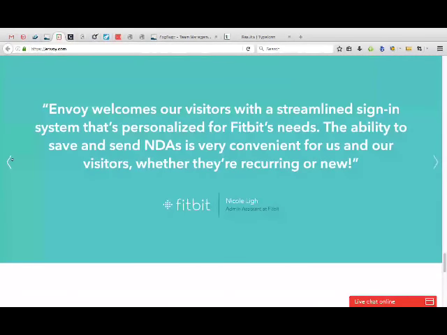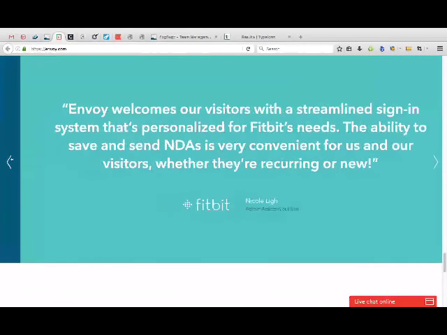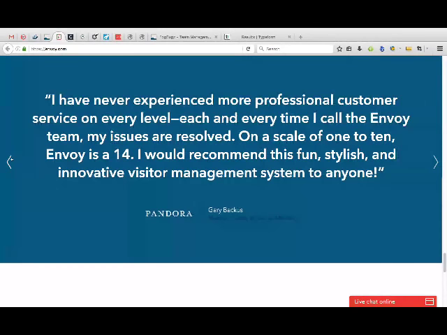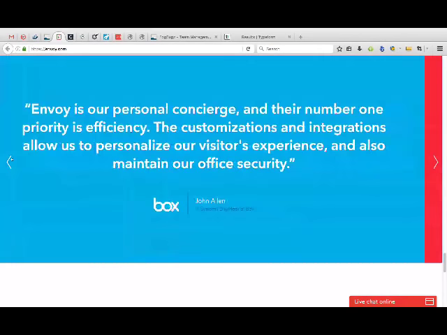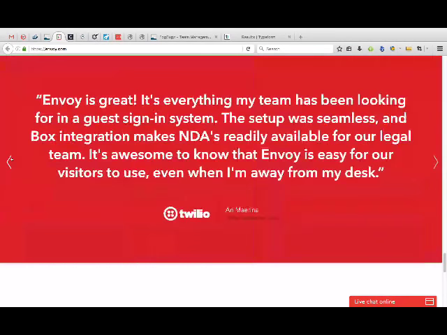Fitbit, The Onion. Oh my God. It's Pandora. Dope. Fantastic. Company. Gusto, they're my payroll system. All right. Twilio, there we go.